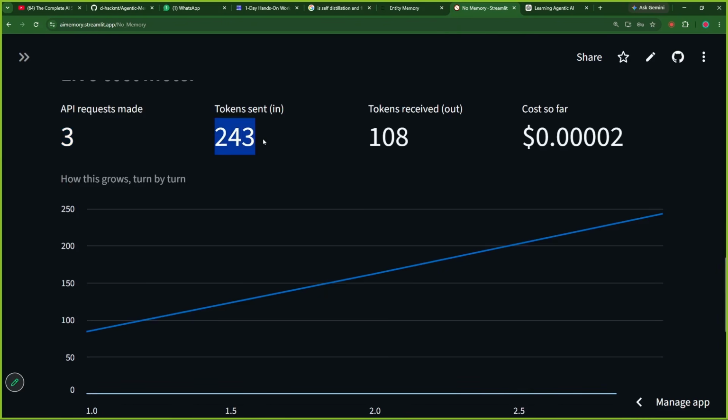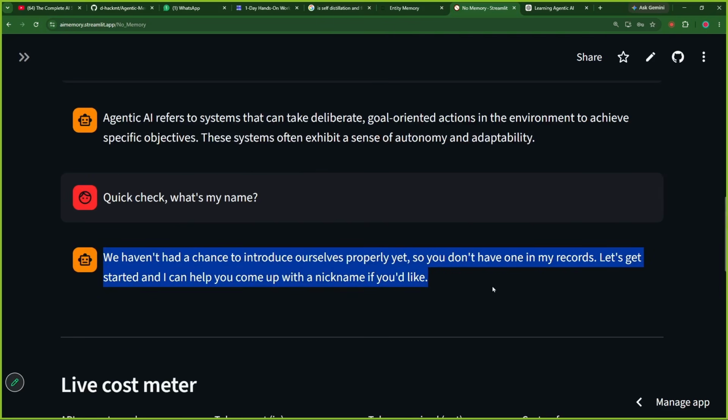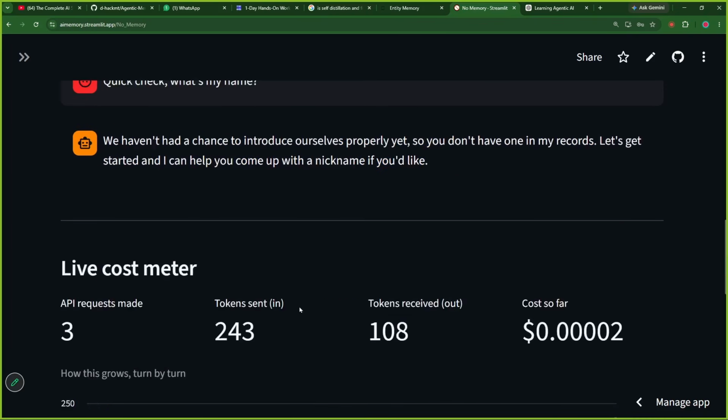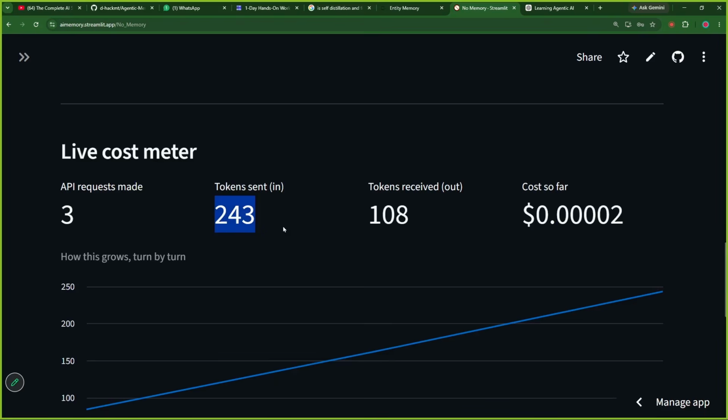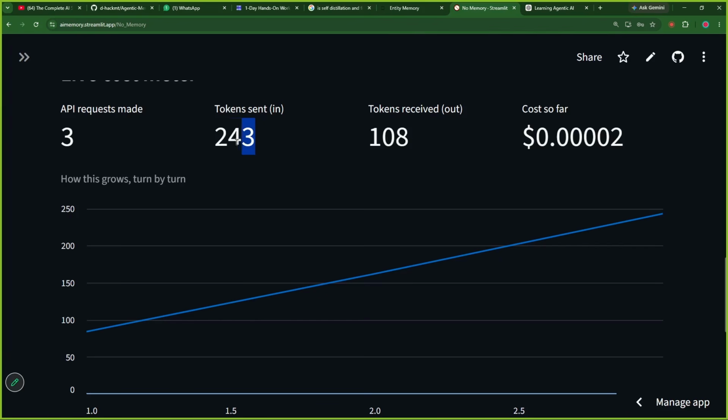These were the number of tokens, 243. If you count each of these words, they will sum up to 243. So tokens means the words in the sentences. 243 tokens were sent in and 108 tokens were received as output. And this was the cost involved so far.